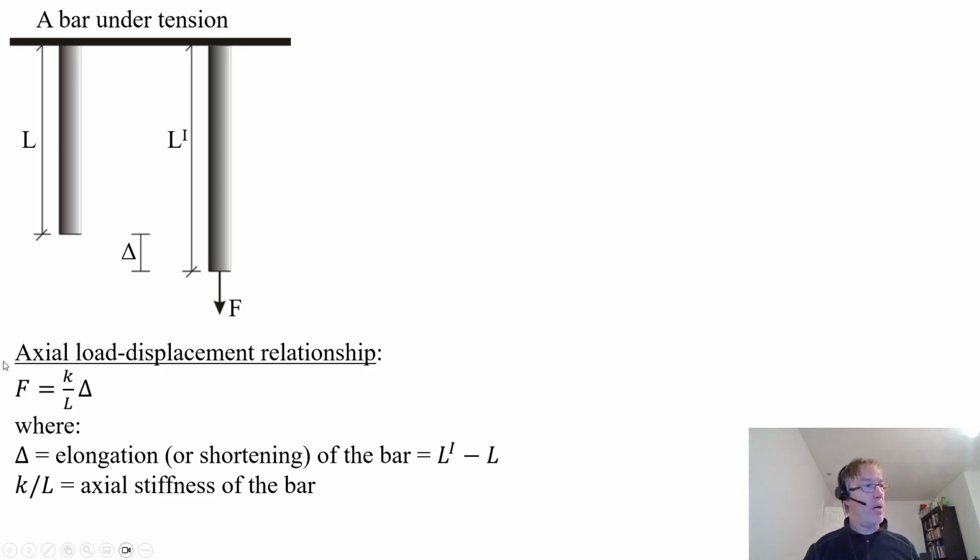So we have an axial load displacement relationship. F equals K divided by L, all multiplied by delta, where delta is the elongation, or the shortening if it's in compression, of the bar, which is Li take away L. We've got the axial stiffness of the bar denoted by K divided by L. We're going to come back to that at the end of the lecture.